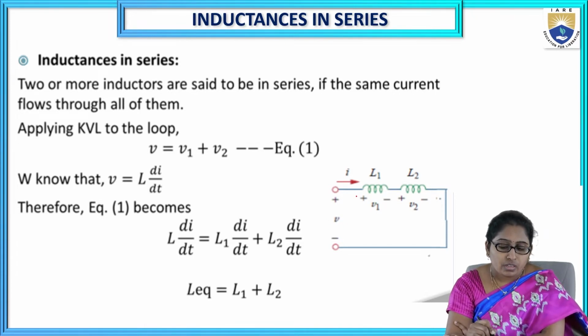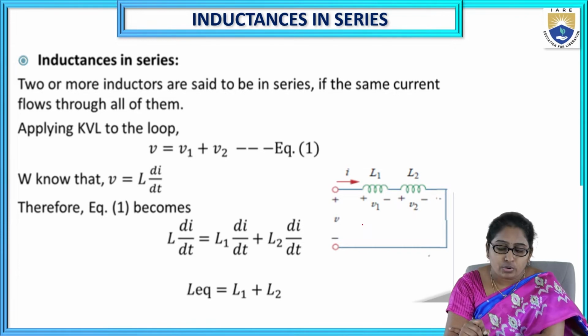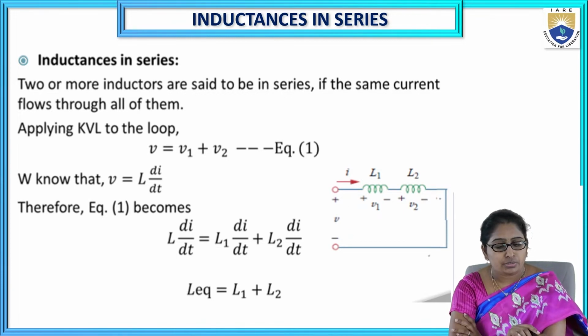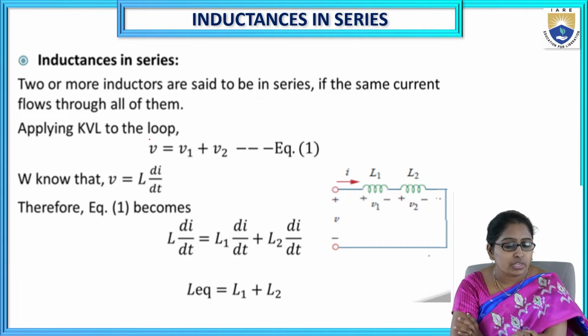Then there is a current I flowing in the circuit. So the same current flows through the 2 elements, and let us take the voltage across L1 as V1 and the voltage across L2 as V2. As per the series circuit concept, the total voltage in the circuit, according to KVL, is V equal to V1 plus V2.